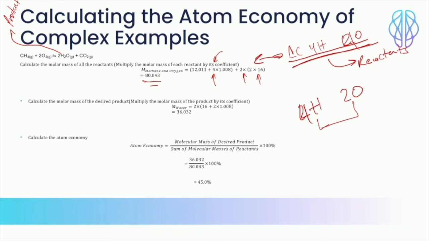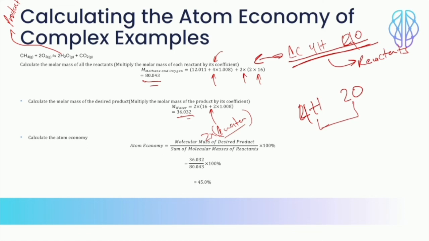Hopefully it makes sense. Our desired product is water. Water is 1 oxygen, so 16, plus 2 hydrogens, so plus 2 times 1.008, sorry. However, in the end, we make 2 moles of water. So it's 2 times, open bracket, the molecular mass of the water, close bracket. That's 1 water, and obviously, we have 2, so we need to multiply it. If you put that into your calculator, you get 36.032.